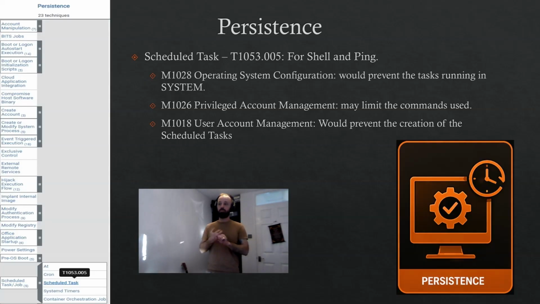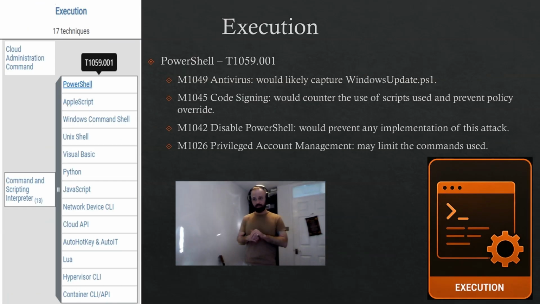So in terms of persistence, it was the scheduled tasks that I used, which was T1053, which was for the shell and the ping. And there's 3 out of the lot that I've identified that theoretically could have prevented that, but no average user is very likely to have had those on their system.